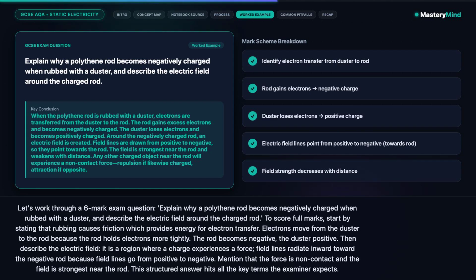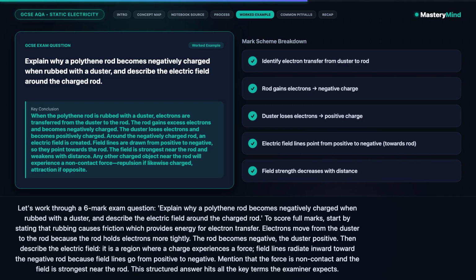To score full marks, start by stating that rubbing causes friction, which provides energy for electron transfer. Electrons move from the duster to the rod because the rod holds electrons more tightly. The rod becomes negative, the duster positive. Then describe the electric field.